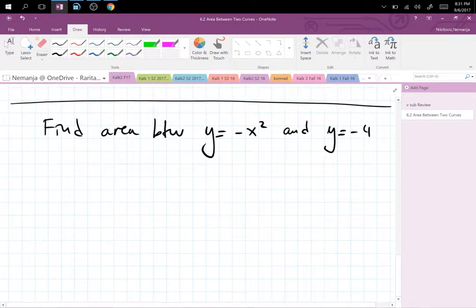What is the first order of business? Yes, graph. Very good. So the first order of business is to graph this. Good luck. That's pre-calc 1. Let's go.